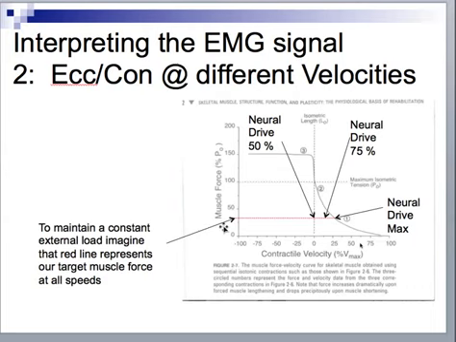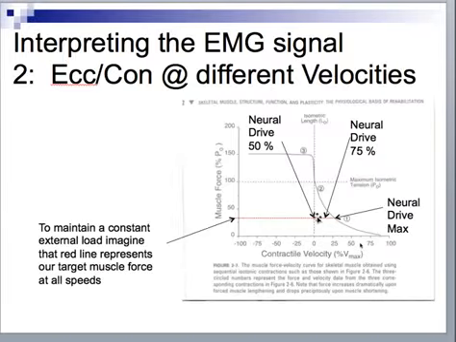So let's assume that to meet an external demand at the ankle, we need to produce somewhere around 35 newtons of force, and that's represented here in this red line. And we'd like to be able to do that at different velocities. The first thing we can note is that to produce that much force at 0 velocity, that's about 50% of the peak isometric force that this person can produce. So it's about half of their total capacity for that particular external load.